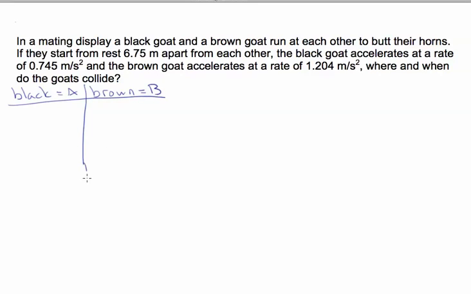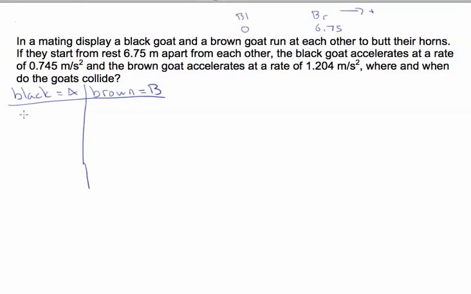And they start from rest 6.75 meters apart. So there's my black goat and my brown goat. This is the positive direction. And I'm going to say this is 0 and this is 6.75. I know it's silly, but I suggest making a little sketch like this that will help you visualize it and help make sure that you're being consistent about your directions.